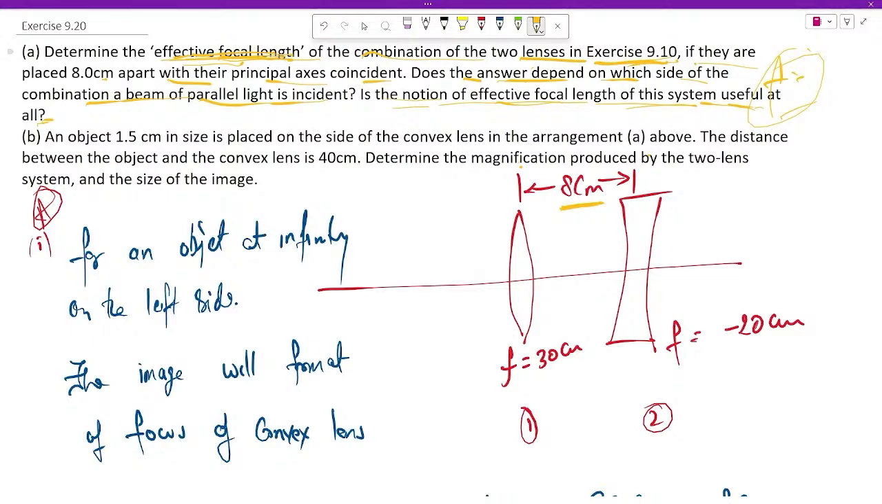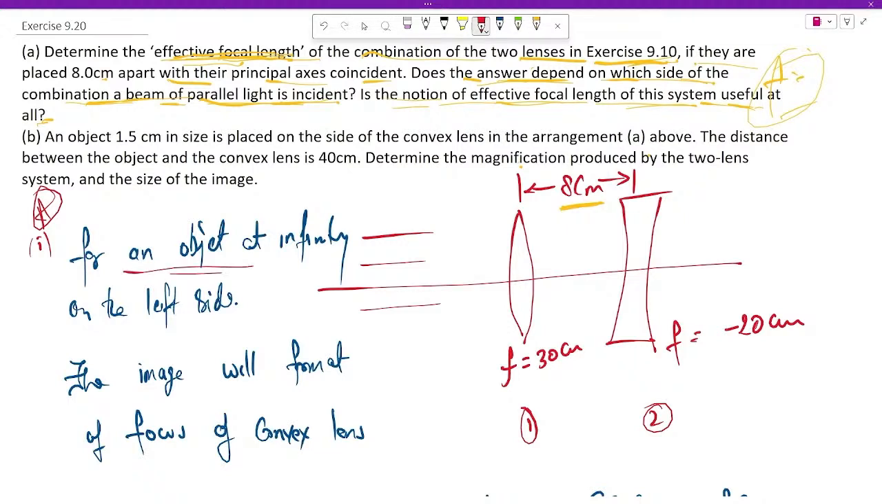Here we can make two cases to find out whether the answer will depend on which side of the combination the beam of parallel light is incident. If we imagine the rays coming from an object that is placed at infinity, so the rays are parallel, at first we will put the convex lens on the left hand side, and then in the second case we will put the concave lens on the left hand side and see whether the answer depends.